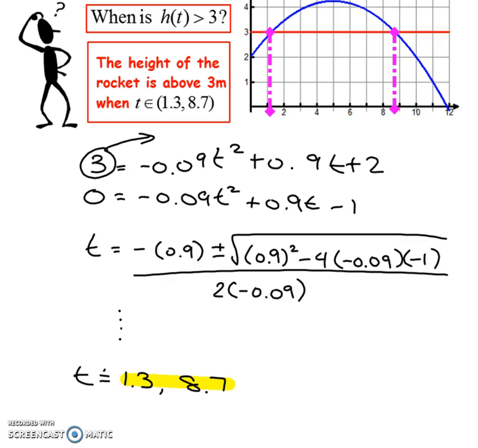Now, I didn't want to know exactly when it's 3 meters. I wanted to know when it is above 3 meters. Well, that's between 1.3 and 8.7 seconds, but not including those numbers because then it would be at exactly 3, not above. So that's why we put these round brackets here. This essentially is how you're going to solve inequalities. You just take a look at the graph and see what fits the question.